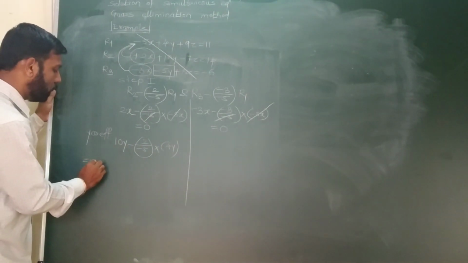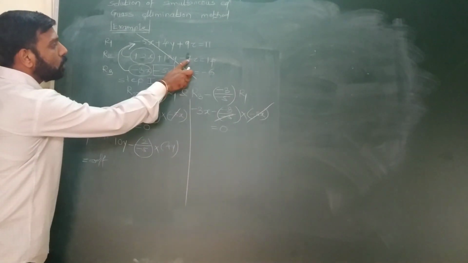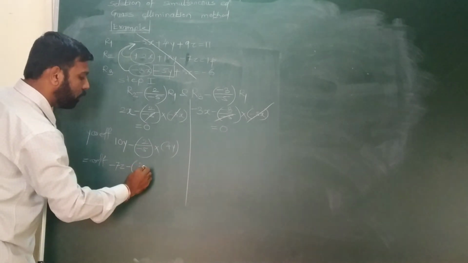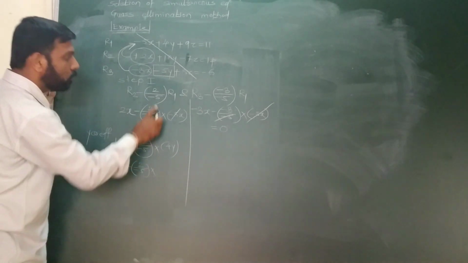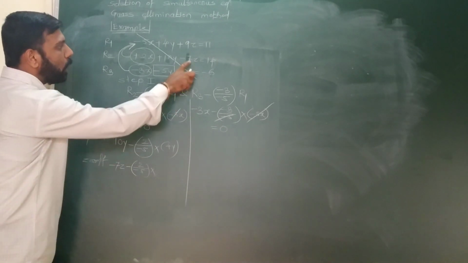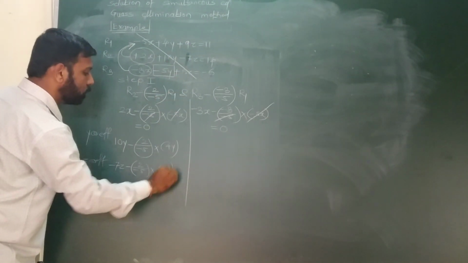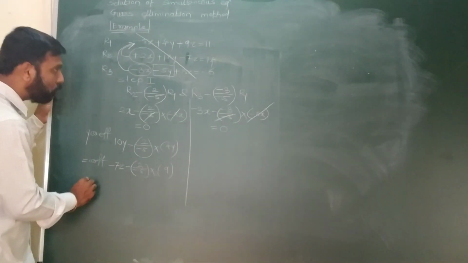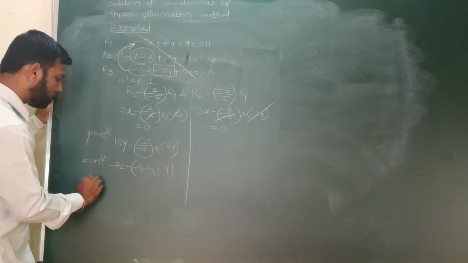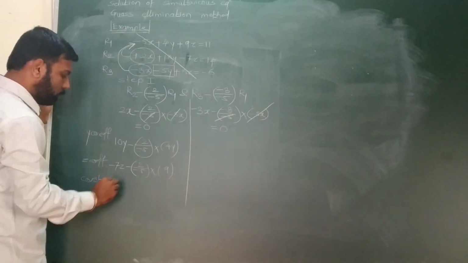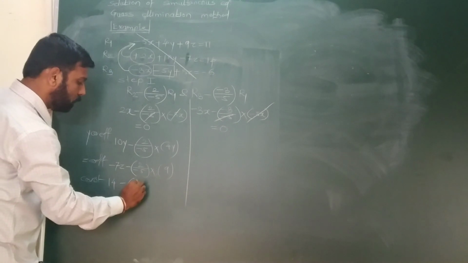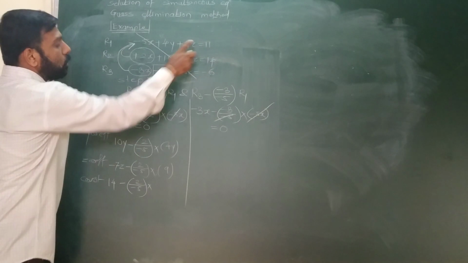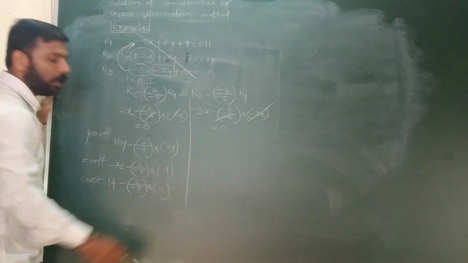Similarly, how will we calculate the z coefficient? Minus 7z minus the multiplying factor, using this operation, into R1. Its R1 is 9. Calculate this, then we'll get the new equation. Similarly, for the constant, we'll write 14 minus 2 by minus 5 into its R1, that is 11.